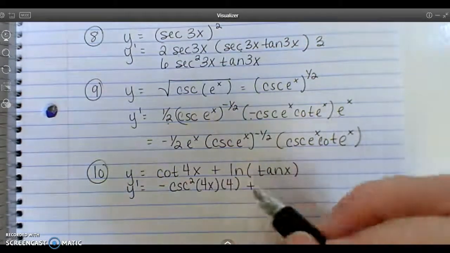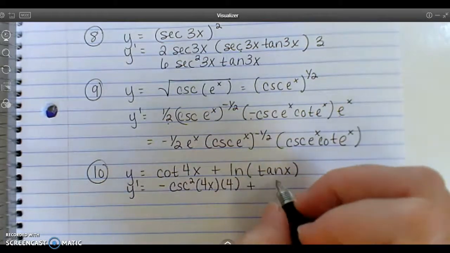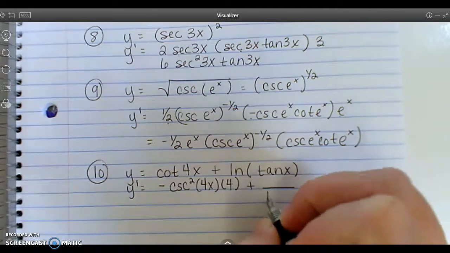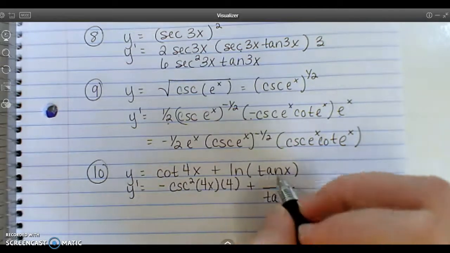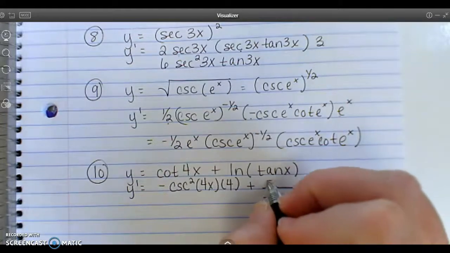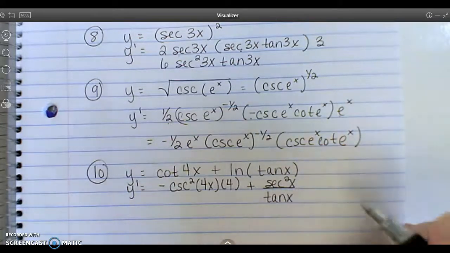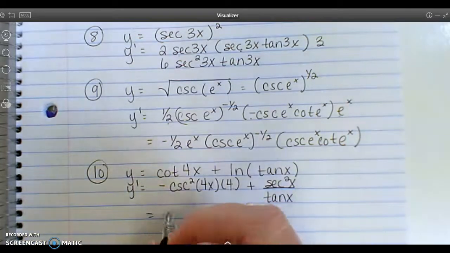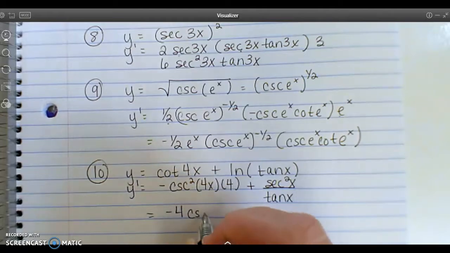Now let's talk about natural log. The derivative of natural log of something is 1 over the something, so something over tangent of x, times the derivative of tangent x. I'm just going to put that on the top, which is secant squared of x. And so that's what you get. The only thing you could maybe do is put that negative 4 up here in front to make it look prettier.